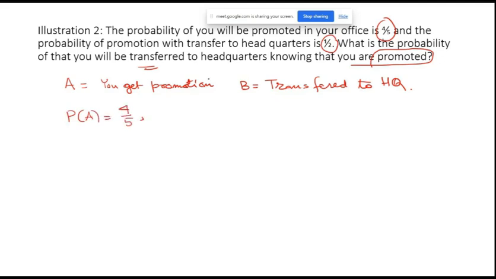And B is not given, but what is given? The probability of promotion with transfer. This is another event: promotion with transfer to headquarters. This is A and this is B. So both you are getting, that means probability of A intersection B is equal to half. What is the probability that you will be transferred to the headquarters knowing that you are promoted? That means what is the probability that you will be transferred to headquarters when it is known that you are promoted?